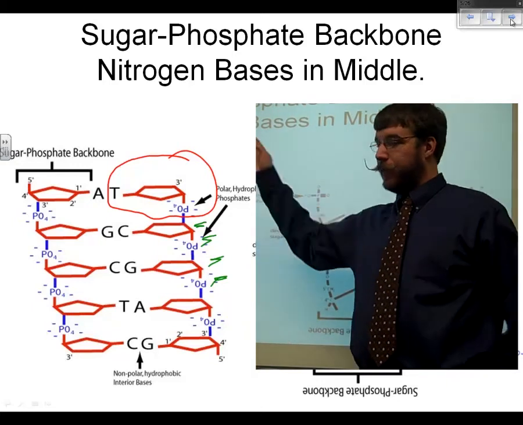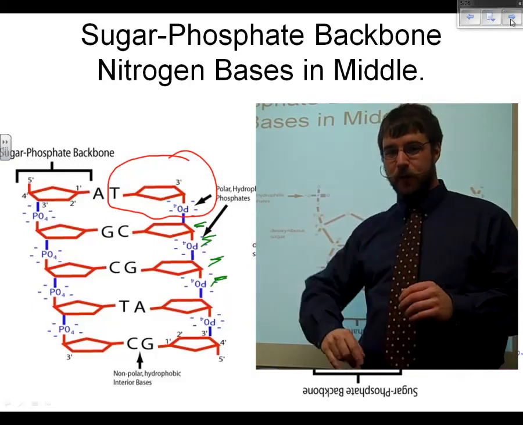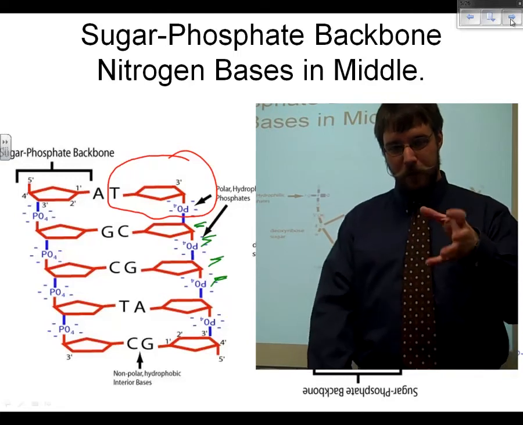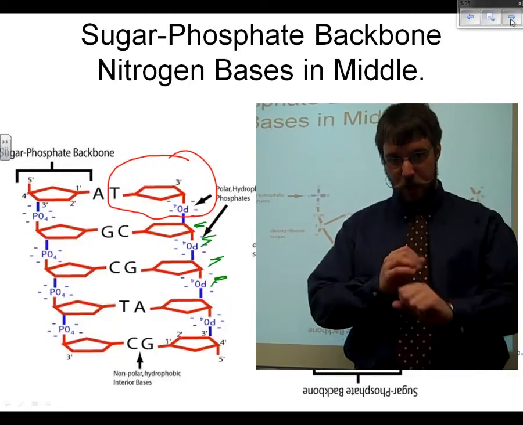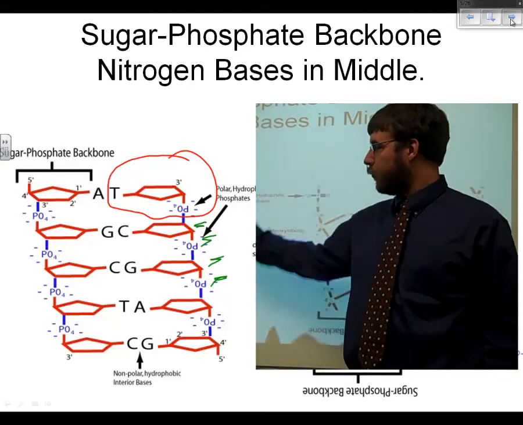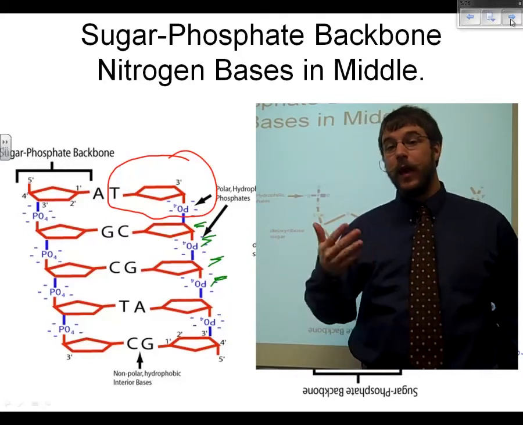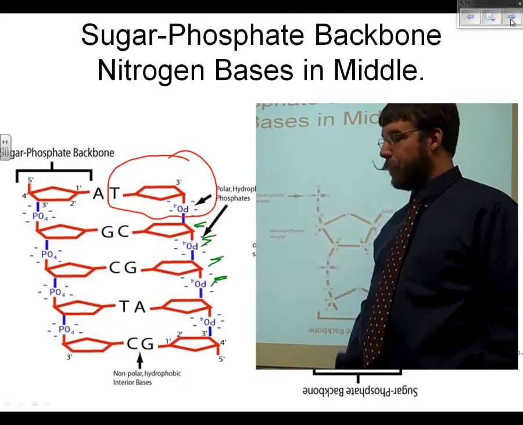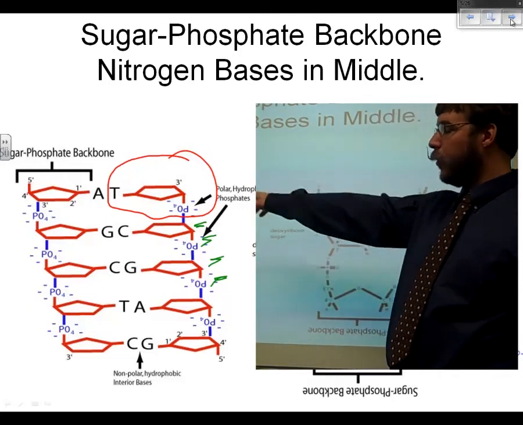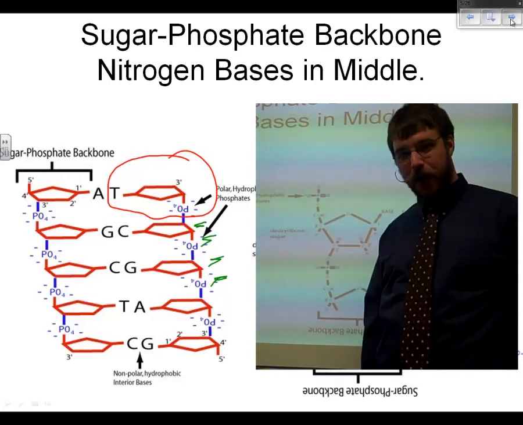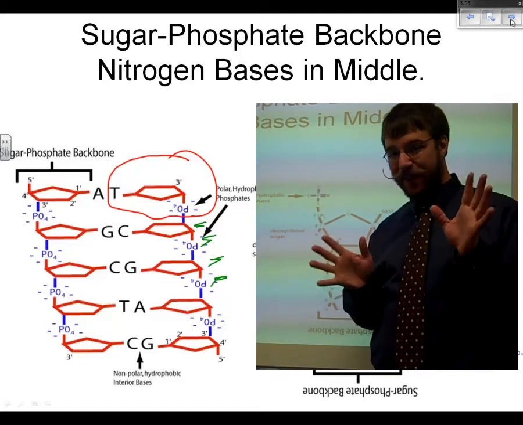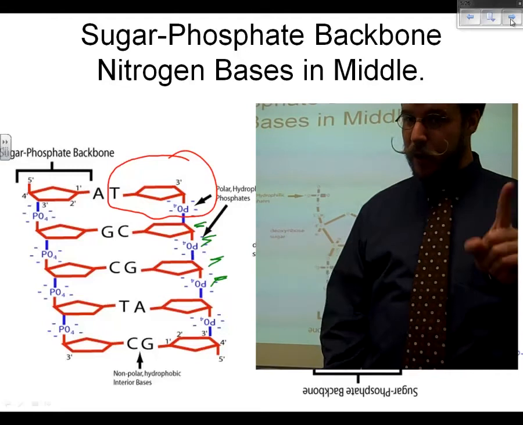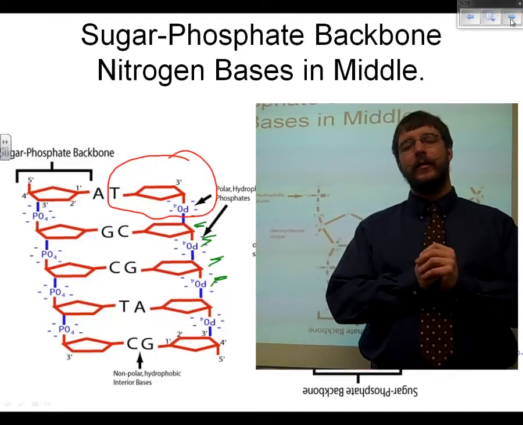The middle part, that's the code. Those bases, they act sort of like a Morse code or like a legend on the back of your cereal box with your little decoder ring. These are the instructions for what your cells are going to do in that code. Again, you notice that there's some pairing rules. Adenine always goes with thymine. That's just how it is. They're always together. It never cheats on T with a C or a G. A and T are meant to be together.